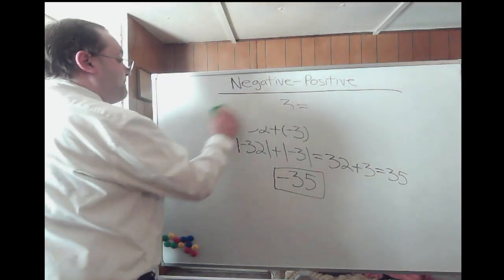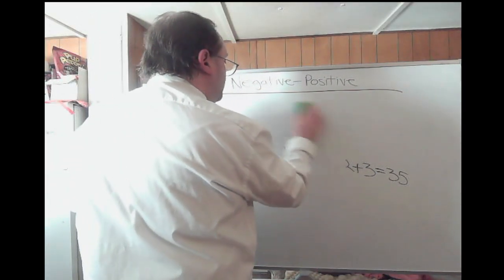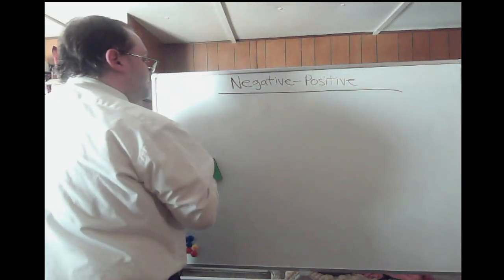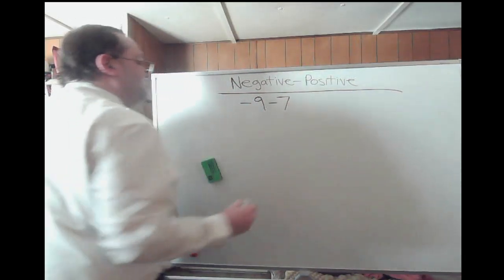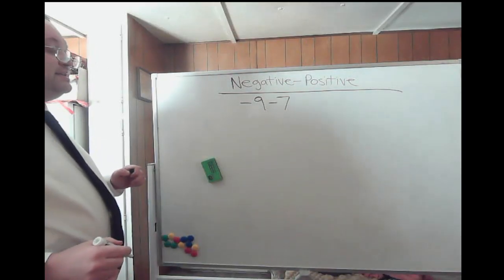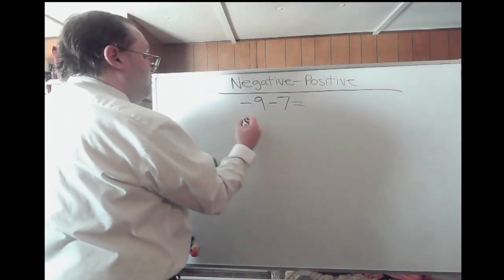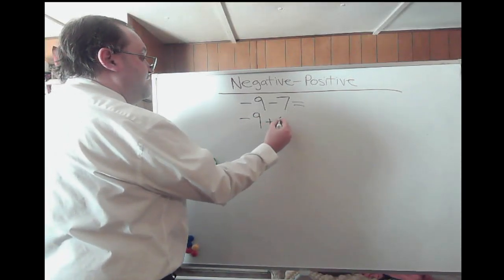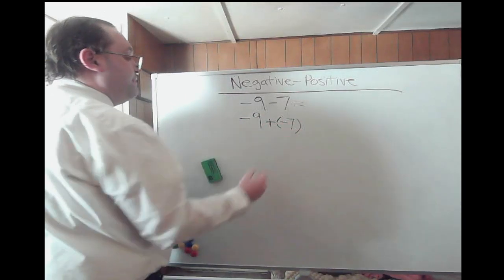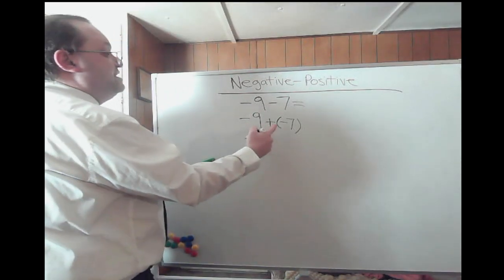So let's say you have negative 9 minus 7. Well, it's important to remember that whenever we take a number and we subtract a positive number, that's the same as adding a negative of that number. So negative 9 minus 7 turns into negative 9 plus negative 7.